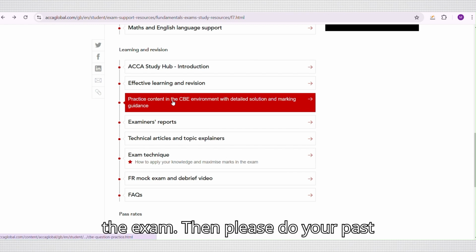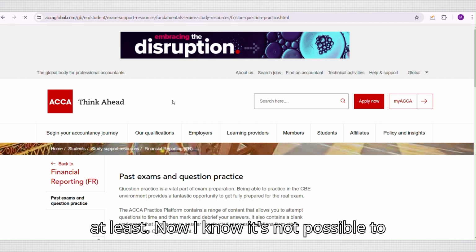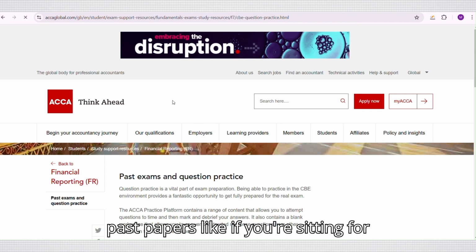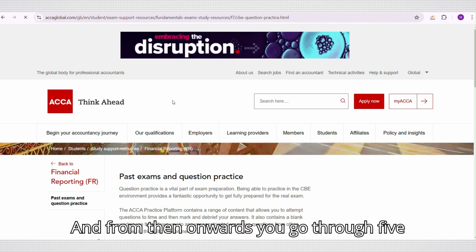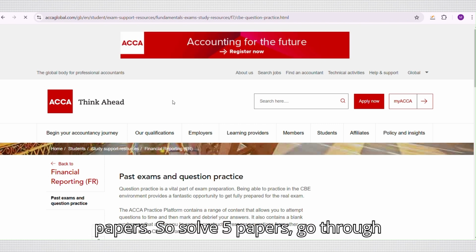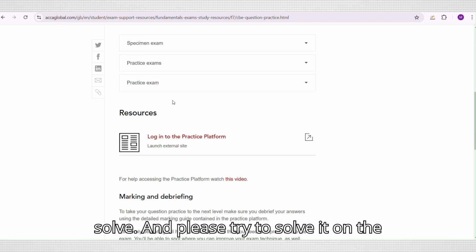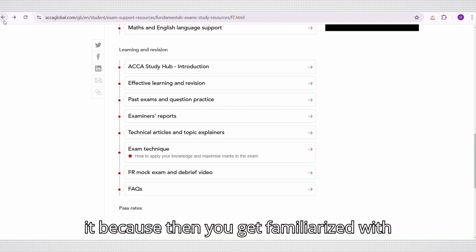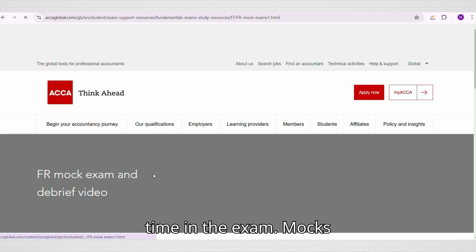Then please do your past papers, very important, and I would suggest that you do 10 past papers at least. Now I know it's not possible to write 10 past papers, so do the latest 5 past papers. Like if you're sitting for 24, then 2 of 24, 2 of 23, and 2 of 22, and from then onwards you go through 5 papers. So solve 5 papers, go through 5 papers. So at least 10 past papers is something that you need to solve, and please try to solve it on the CB platform. You will have the access to it, because then you get familiarized with the software and you're not wasting that time in the exam. Mocks are very important.